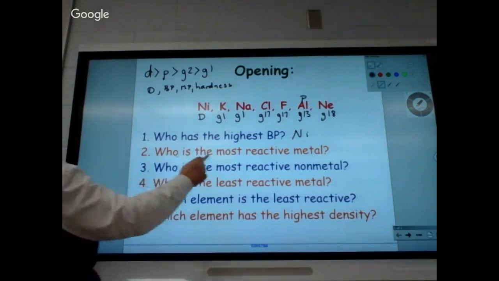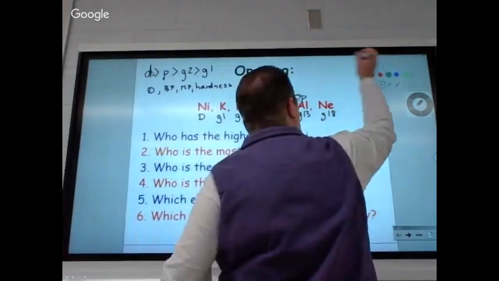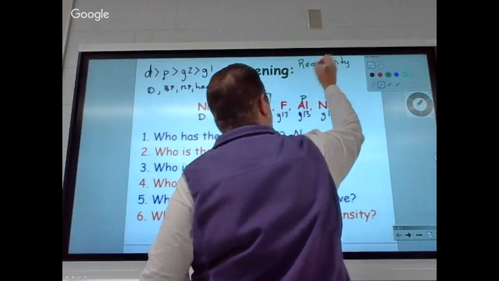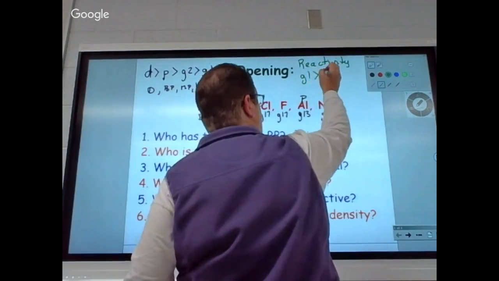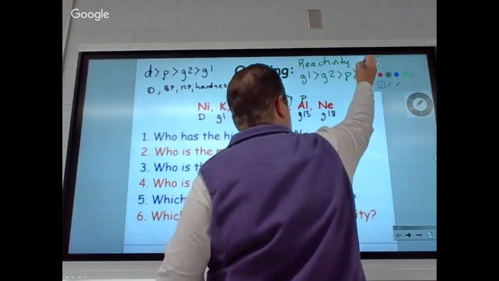Okay. So, who's the most reactive metal out of the groups? When I say most reactive, what's the trend there? What's the reactivity trend? The opposite of that. So, we start with what for reactivity? All right. So, reactivity is group 1 is greater than group 2, which is greater than P, which is greater than D.